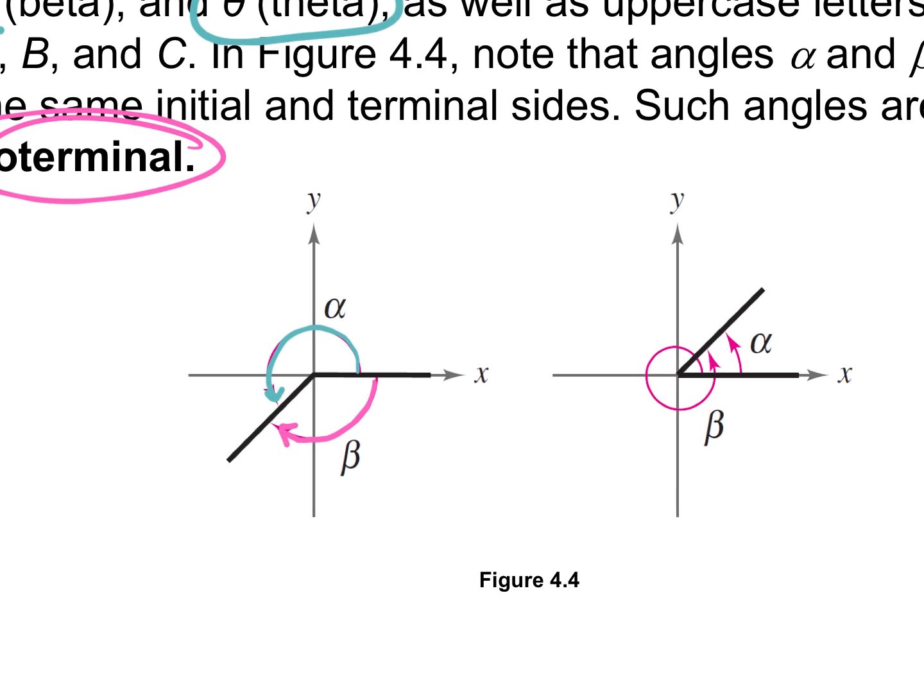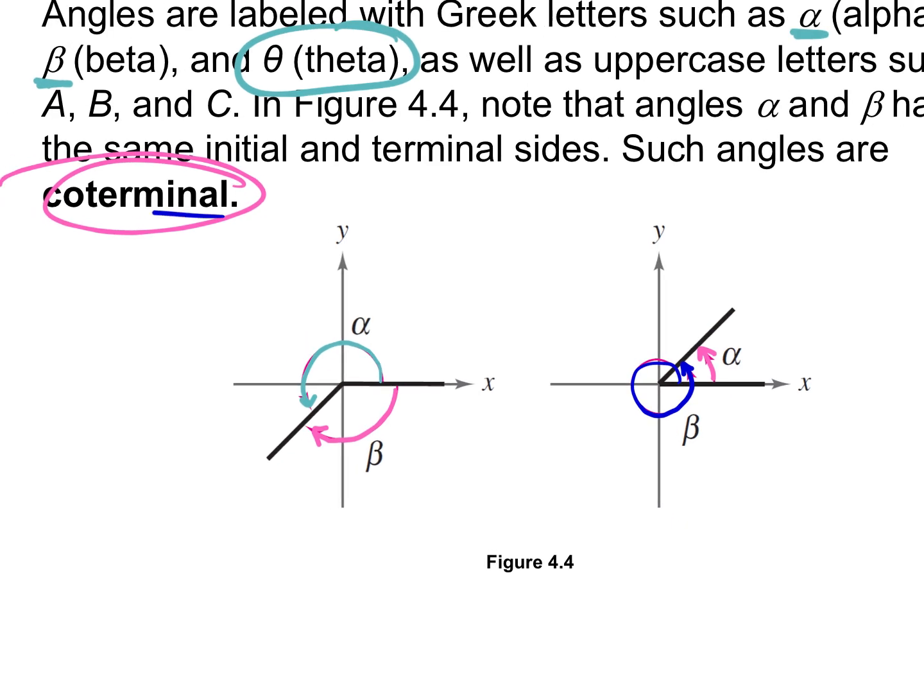Same thing with the second one. Alpha is just this little angle here, where beta goes around the whole circle and a little bit more. So beta is way bigger than alpha, but they are coterminal angles because they have the same initial and terminal side. So that is what coterminal means.